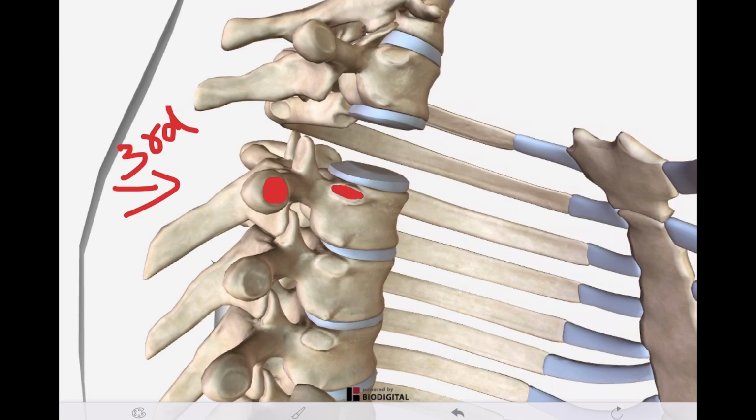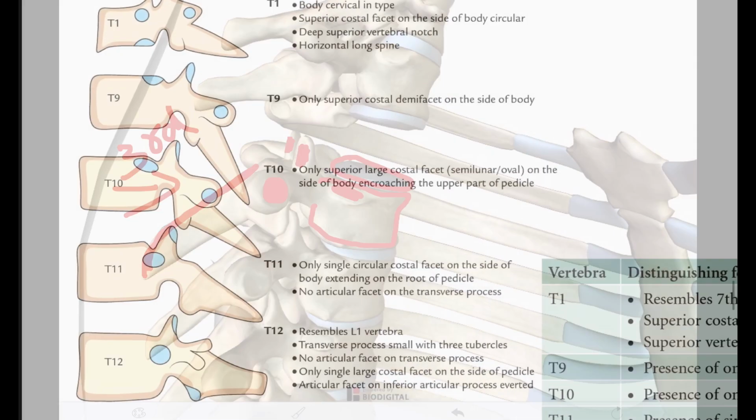This is the superior articular facet on the body. This one here is the pedicle. Next, this is the spinous process going downwards. This is the vertebral body. And this blue one is the intervertebral disc.